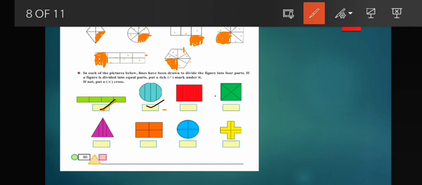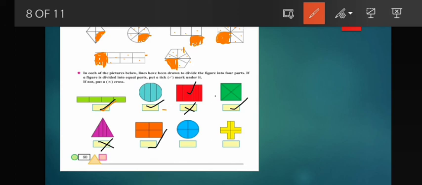Is this rectangle divided into 4 equal parts? No. See, the middle part is big and all the parts are unequal. It's not divided into equal parts. So this is a cross. Again, this square is divided into 4 equal parts. This triangle is also, no, it is not divided into 4 equal parts.